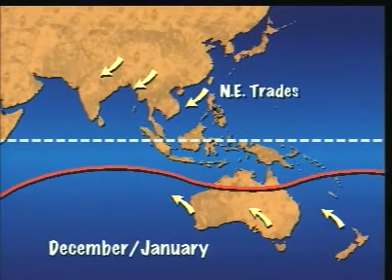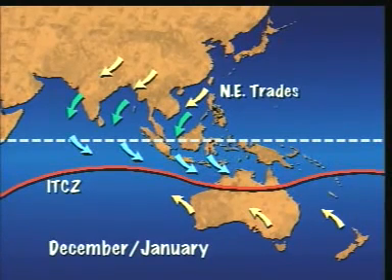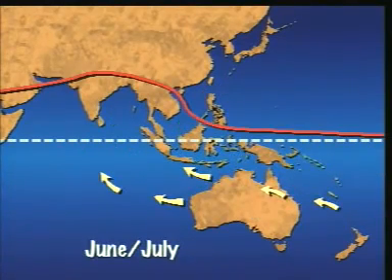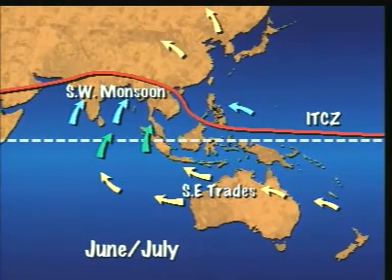In December-January, the trade winds have to cross the equator to flow into the equatorial trough. Coriolis force deflects wind coming from the equator. These become the northwest monsoon over Australia. In June, July, it is the reverse. The equatorial trough has moved north. Again, the trade wind swings around as it crosses the equator, becoming the southwest monsoon into Asia.